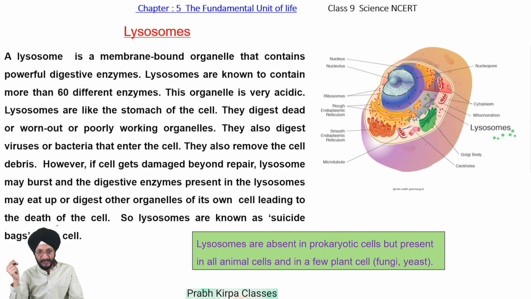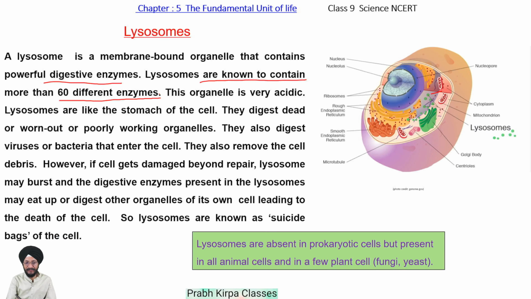Lysosomes. Lysosomes is a membrane bound organelle that contains powerful digestive enzymes. Lysosomes are known to contain more than 60 different enzymes, which are very powerful digestive enzymes. This organelle is very acidic in nature.